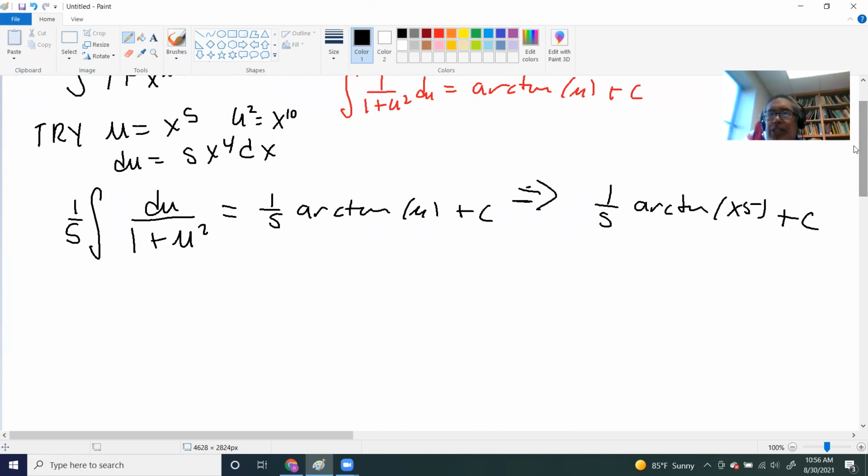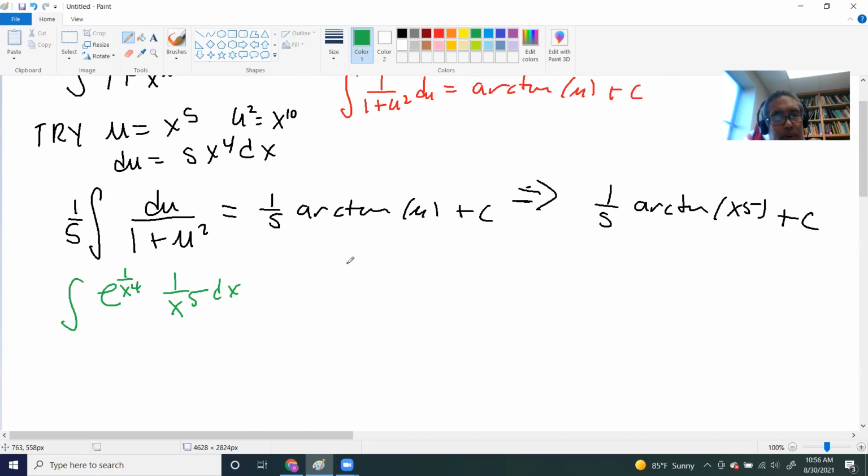Question 2 is going to look a little weird, but let's just do this one in green for the heck of it. Let's say we have the following integral: e to the 1 over x to the 4th, times 1 over x to the 5th. You have an integral that's kind of like that.